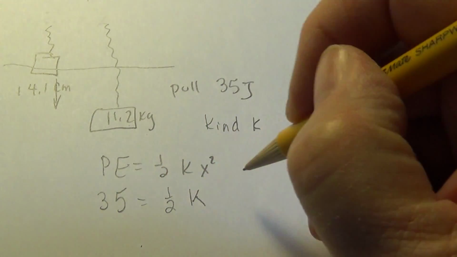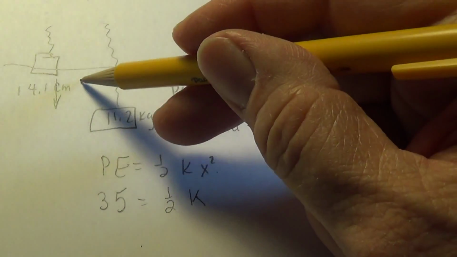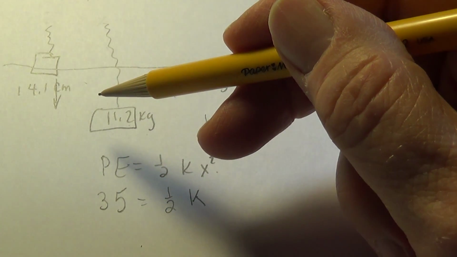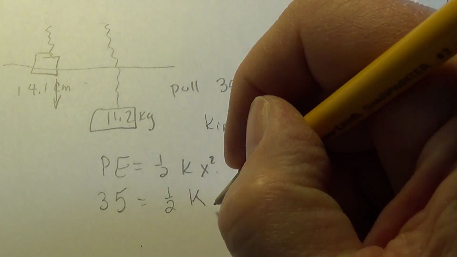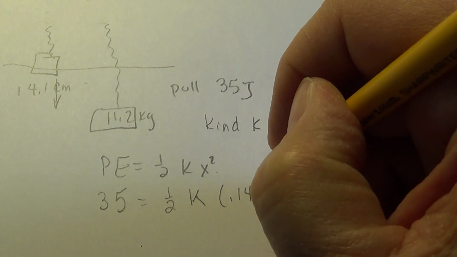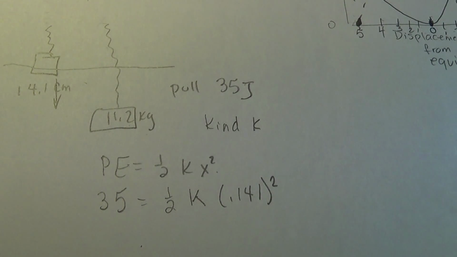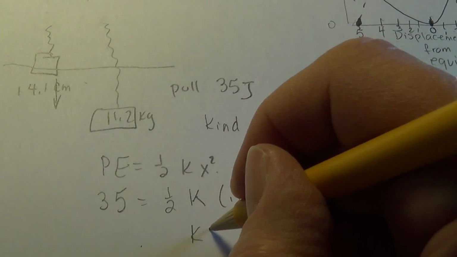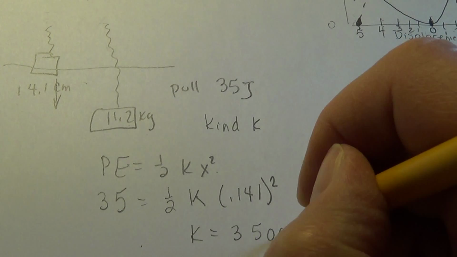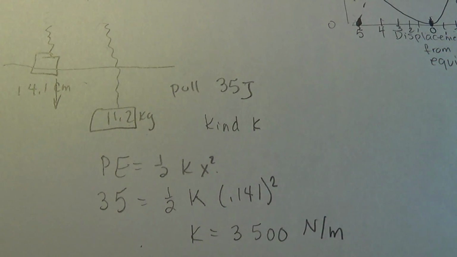1/2 K is what we're looking for, and we are at amplitude where we pulled it down the max, and that was 0.141 meters. So that's squared by the formula. When we plugged that in and solved for K, we got K equals 3,500 newtons per meter.